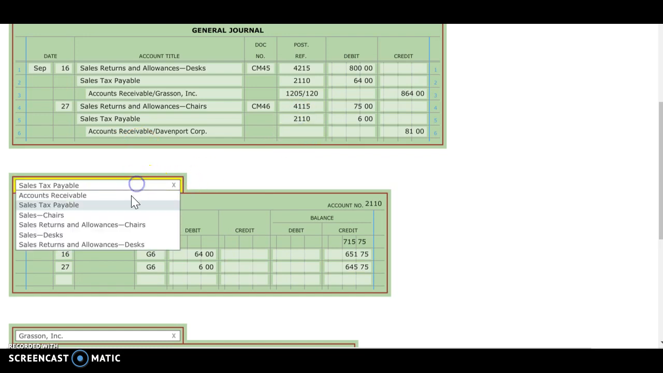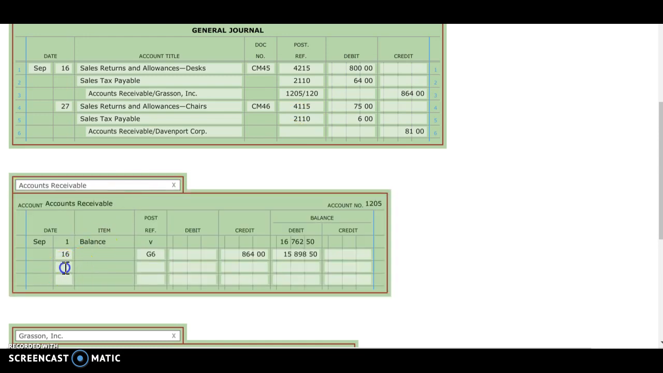And last one, again, I'm going to be posting this one twice. So first to accounts receivable. My date is the 27th, General Journal page 6, and I have a credit of $81. My new balance then is going to be $15,817.50. So we'll put in 1205.